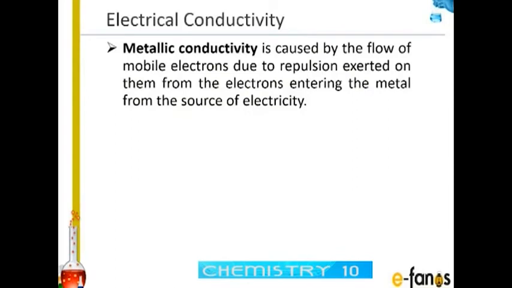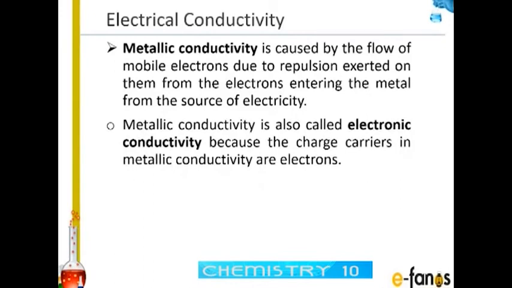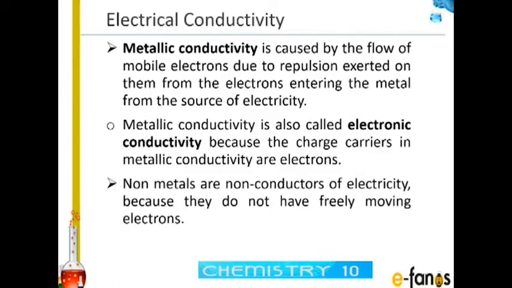So metallic conductivity is caused by the flow of those mobile electrons or delocalized electrons due to the repulsion exerted on them from electrons entering the metal from the source of the electricity. We can also call metallic conductivity electronic conductivity because the charge carriers in the metallic conductivity are electrons. Nonmetals are non-conductors of electricity because they do not have freely moving electrons.